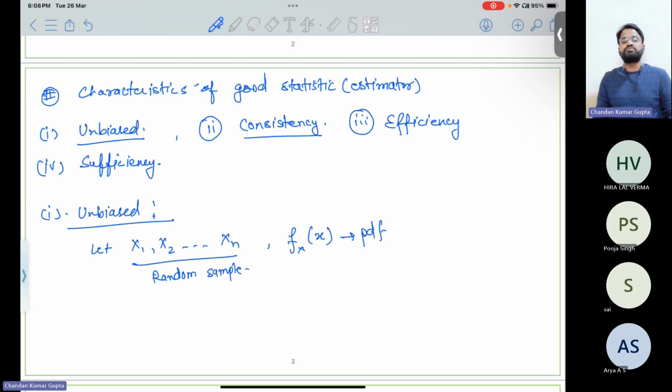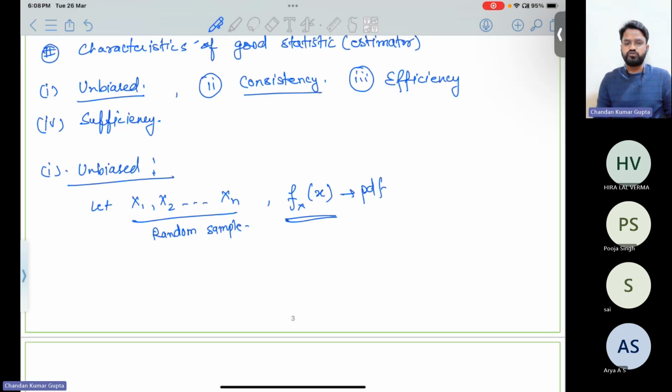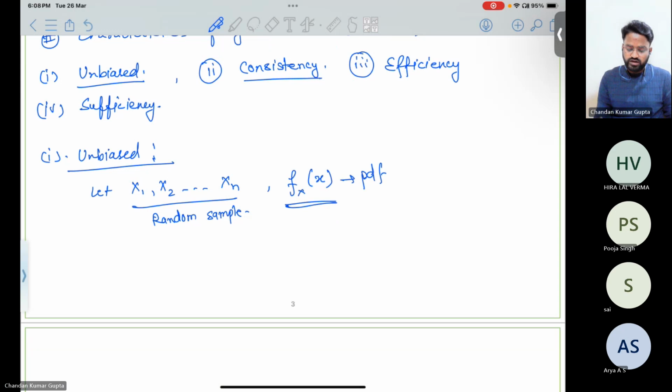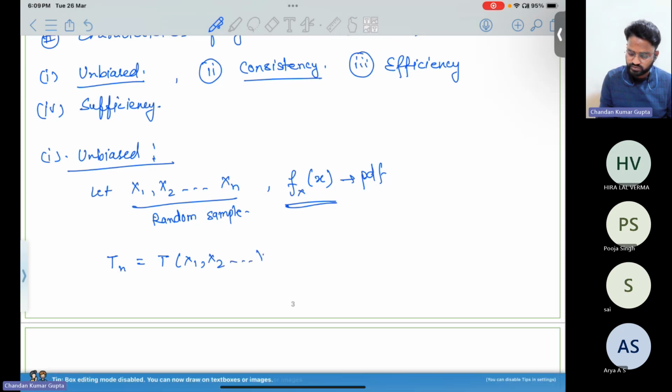Okay, so these random samples are taken from this particular distribution. That is, they follow some distribution identically and independently. So that means the Xi's are taken from the F_X distribution. It is an IID random variable. Then suppose we define Tn as a function of X1, X2 up to Xn. It is a statistic.